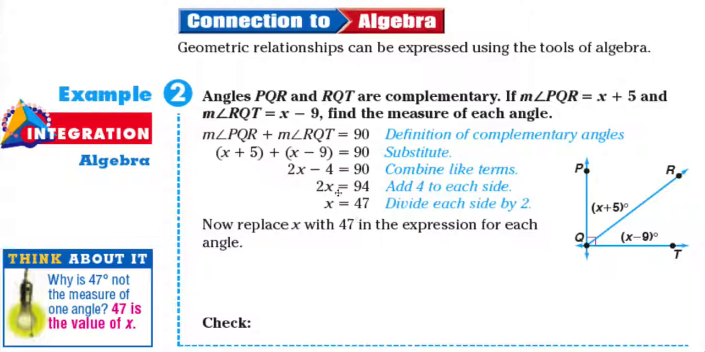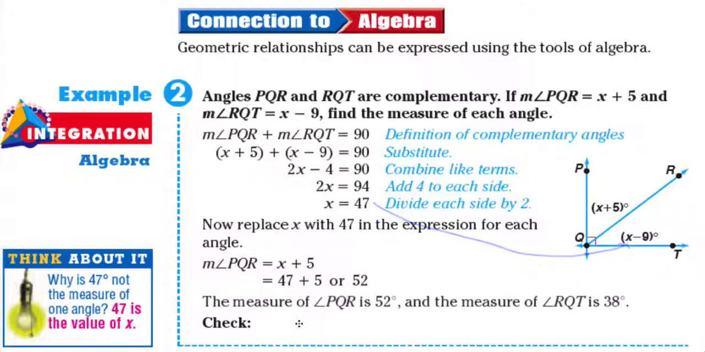So after getting the value of x, we simply replace x with 47 in the expression for each angle. So we plug that 47 to that angle, plug that 47 to that angle. So 47 plus 5 will give you 52, and 47 minus 9 will give you 38. So the measure of the two angles is 38 degrees and 52 degrees.